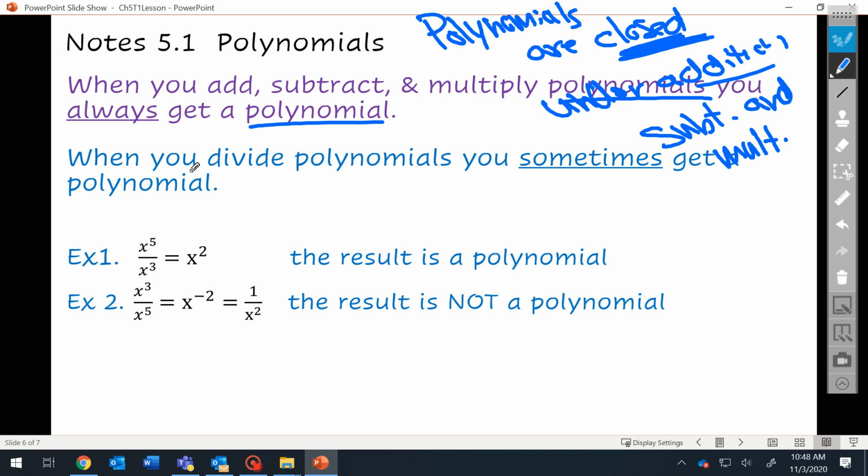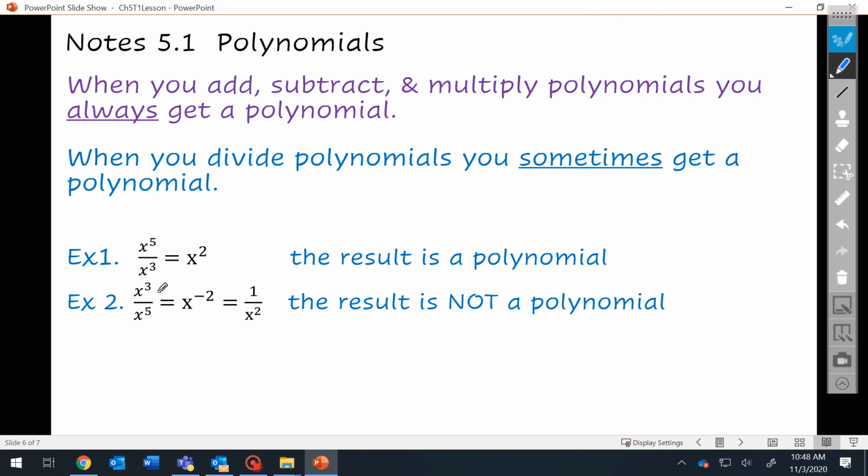However, when you divide polynomials, you sometimes get a polynomial. That means polynomials are not closed under division. You can see these two examples. X to the 5th is a polynomial, x to the 3rd is a polynomial, x to the 5th divided by x to the 3rd is x squared, that's also a polynomial. But for the next example, if you flip them, x cubed divided by x to the 5th is x to the negative 2nd, which is not a polynomial. 1 over x squared is not a polynomial because the x squared is in the denominator. It's not a polynomial.